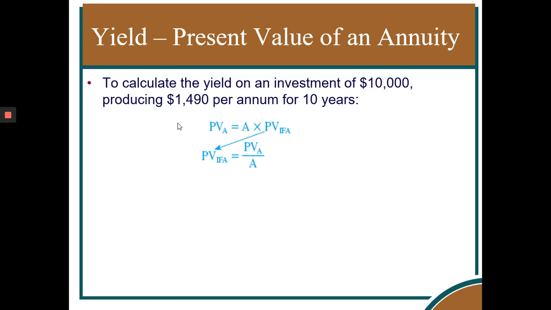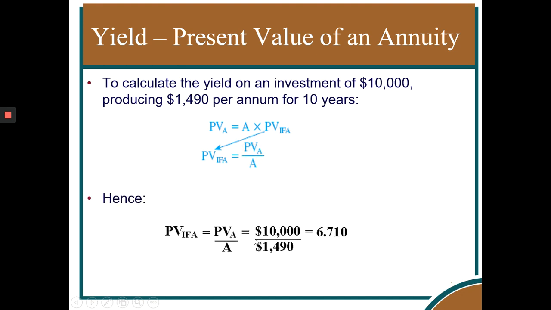yield. So you will be doing the same thing. Present value annuity equals annuity times present value annuity interest factor. So present value annuity would be 10,000. Annuity is 1,490. Therefore, your present value annuity interest factor is 6.712. So is this the final answer? It's not right. This is just the annuity interest factor.